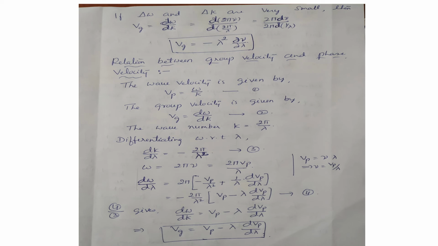Now consider 4 by 3. 4 by 3 gives d omega by dk. On the right hand side you get Vp minus lambda dVp by d lambda, and d omega by dk is nothing but Vg, the group velocity. Thus group velocity equals Vp minus lambda into dVp by d lambda. This is the expression for group velocity in terms of phase velocity or wave velocity.